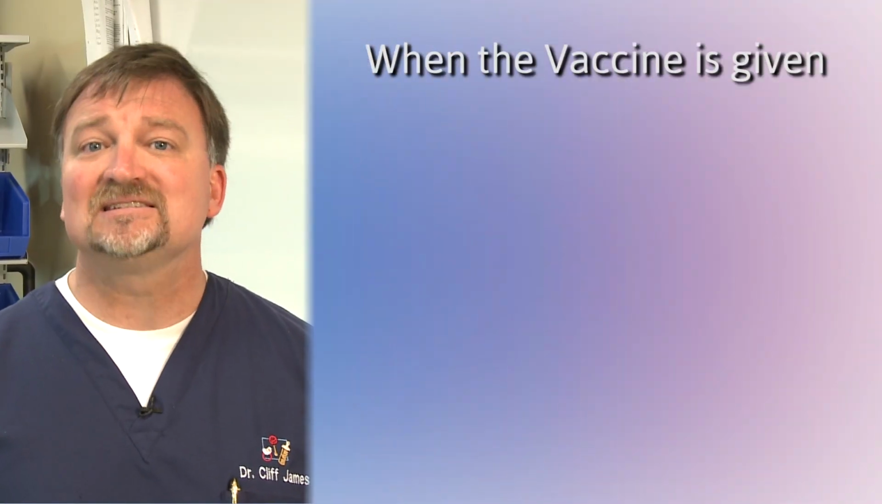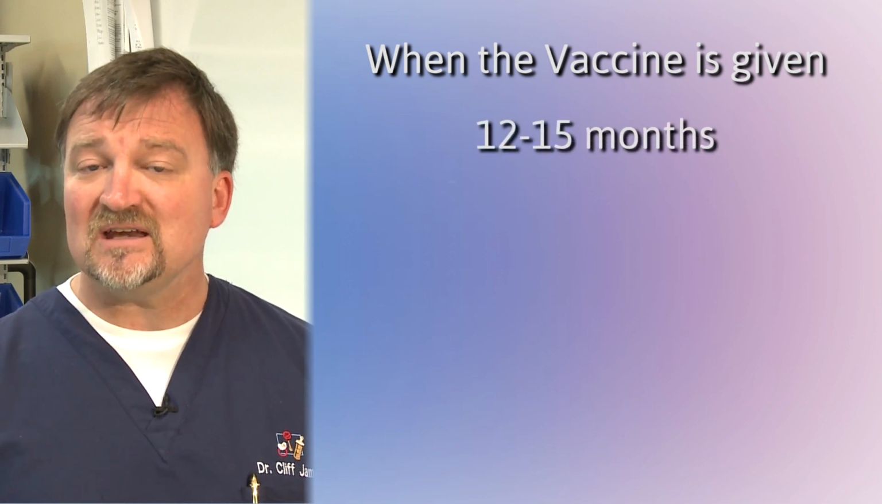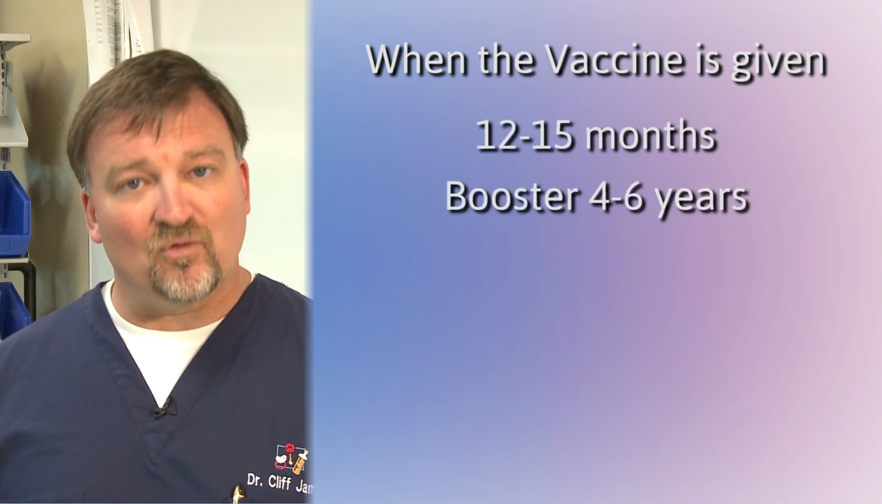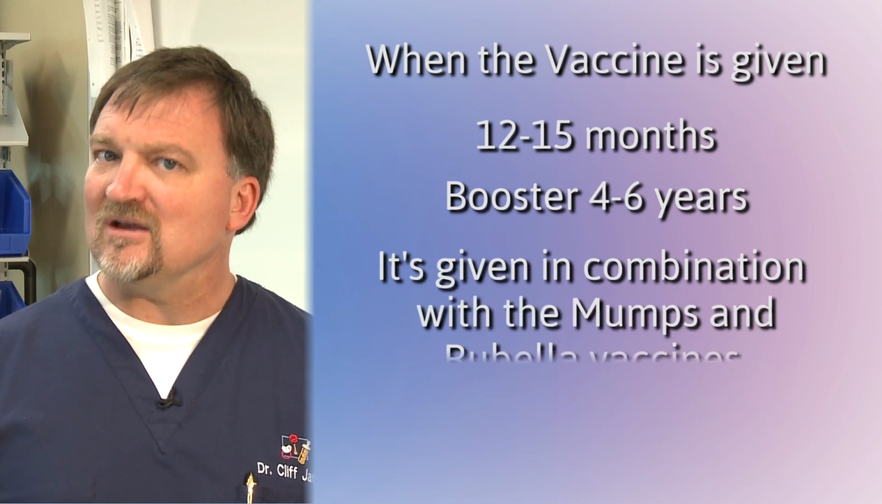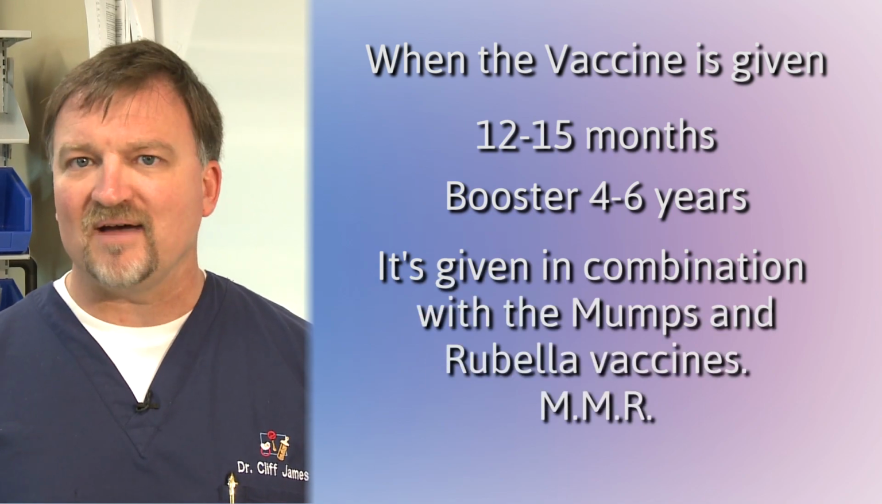Now, the vaccine is typically given at 12 to 15 months, and then a booster at 4 to 6 years of age. It's given in combination with the mumps and rubella vaccine.